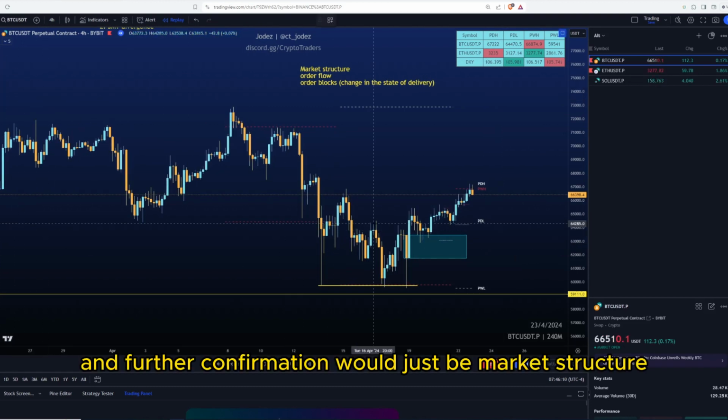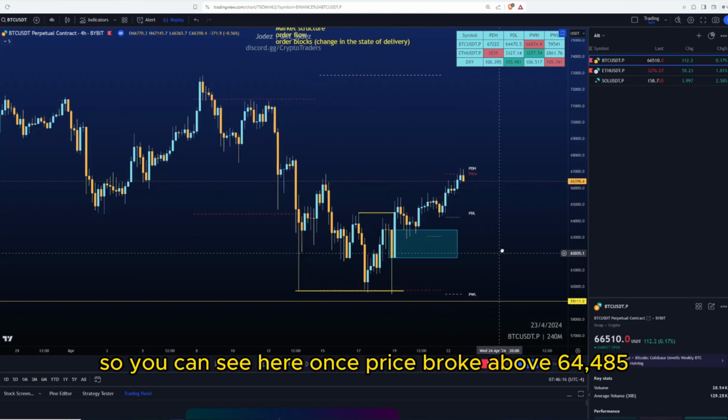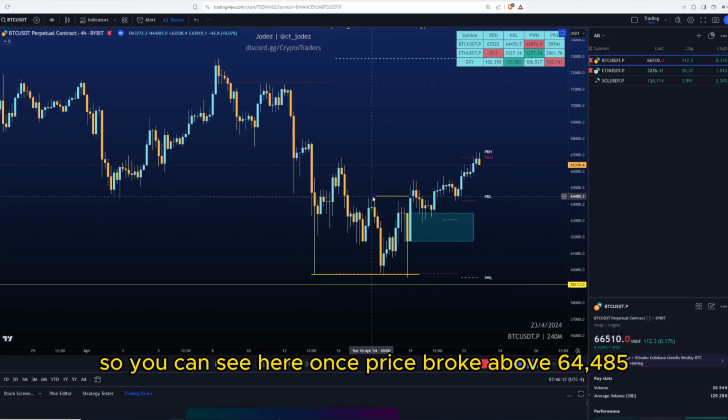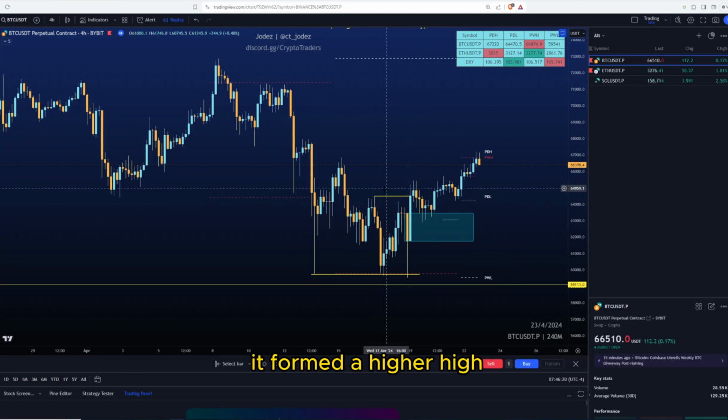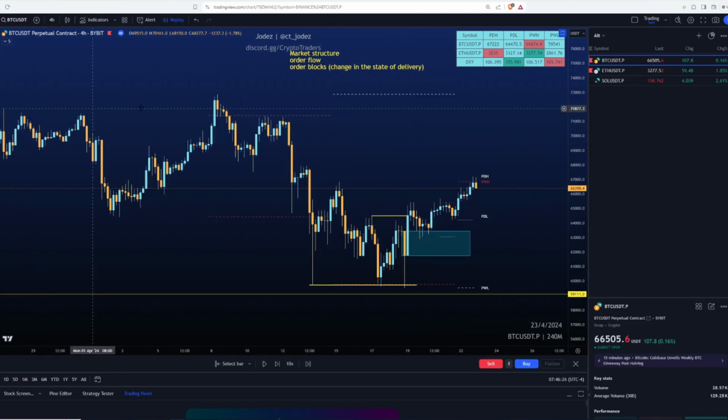This is one of the best ways to identify the confirmation of a trend reversal. Further confirmation would be market structure, where the market is making higher highs and higher lows. You can see here, once price broke above 64,485, it formed a higher high. This is indicative of a market structure shift.